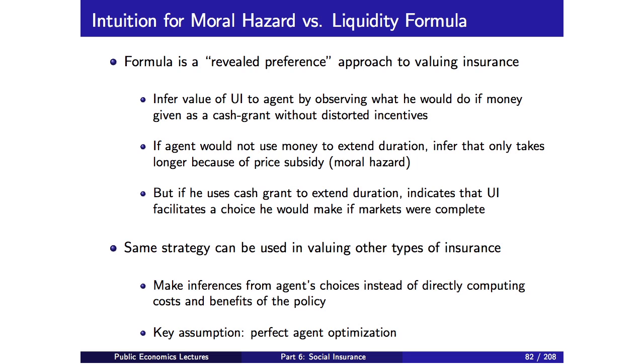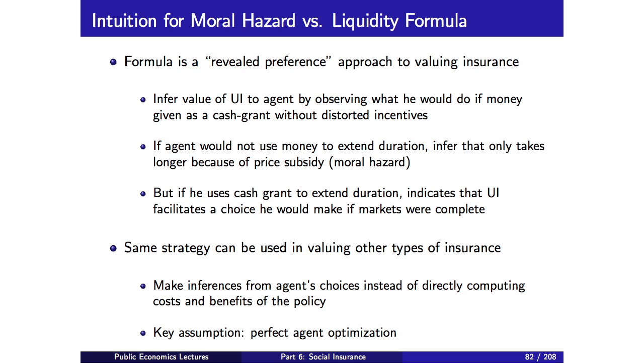But if I find that when you get the cash grant, you don't change your unemployment duration, but when I give you unemployment benefits, you do have a much longer duration, then that implies that it's the price effect that's making you take longer to find a job, and that's bad from an efficiency point of view. It suggests that it's a distortion rather than a benefit that's causing the behavioral response, okay?